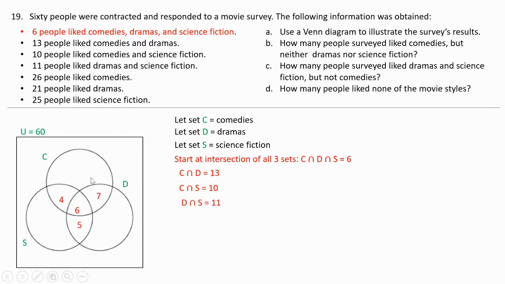There it is. Now let's go to comedies. 26 people like comedies. So this is comedy, so all this circle has to be 26. So we already have 4 and 6 is 10, and that's 7. We add these: 4 plus 6 is 10, plus 7 is 17. Then we subtract 17 from 26, which gives us 9.